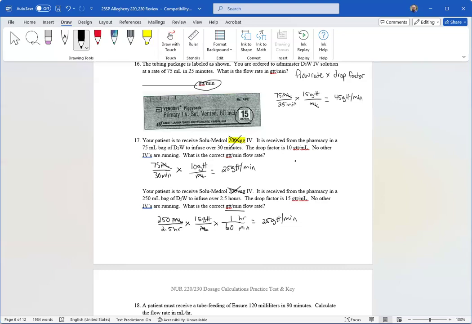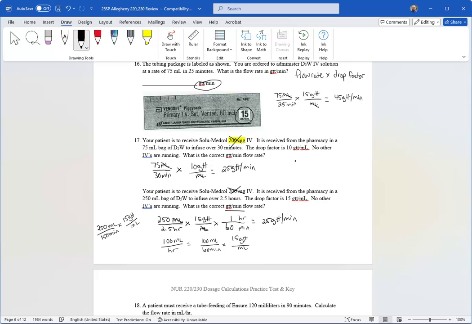So there's a couple different ways we can also do this. I could take the 250 divided by 2.5, which would give me 100 milliliters per hour, which is the same thing as 100 milliliters over 60 minutes times the 15. I could also just take the 2.5 times 60, and then I could say something like 250 milliliters over 150 minutes times my drop factor.